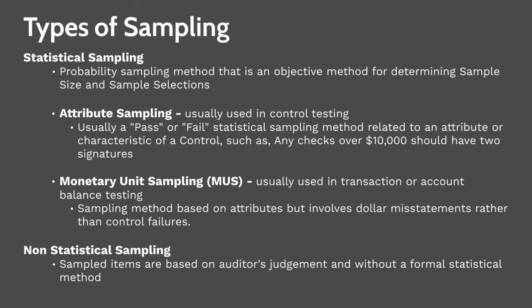So essentially we're looking at the attributes of, say, an invoice. Does it have a part number? Does it have the price? Does it have a quantity that when you multiply it by the price equals the dollar value? So these are attributes of that particular item. So it's usually a pass or fail statistical sampling method related to an attribute or a characteristic of a control, such as any checks over 10,000 should have 2 signatures. So when we sample the checks, are there 2 signatures on there? That's an attribute we're looking for.